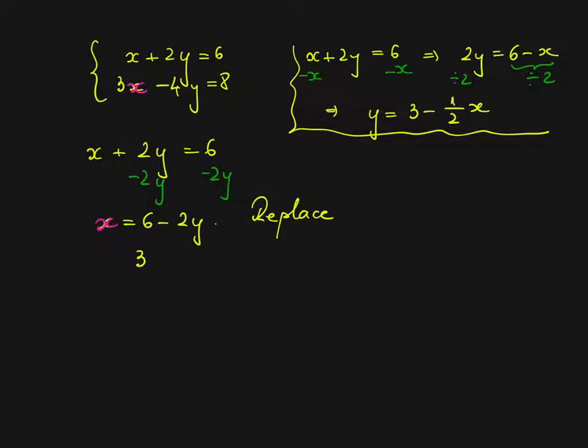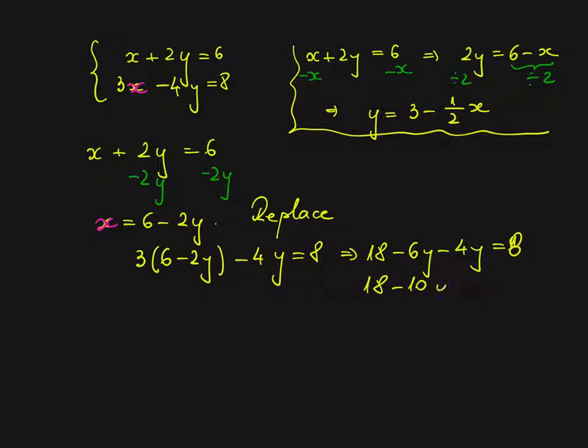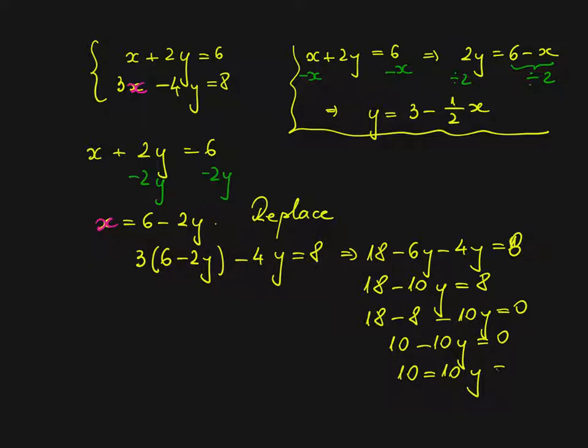And now I will substitute this x into the second equation. So I have 3 times x minus 4y equals 8, same second equation. Open the brackets, 18 minus 6y minus 4y equals 8. So 18 minus 10y equals 8. 18 minus 8 minus 10y equals 0. I subtract 8. 10 minus 10y equals 0. So 10 equals 10y. y equals 1. Substitute y into here. So x equals 6 minus 2 times 1. So x equals 4. So my solution is 4, 1.